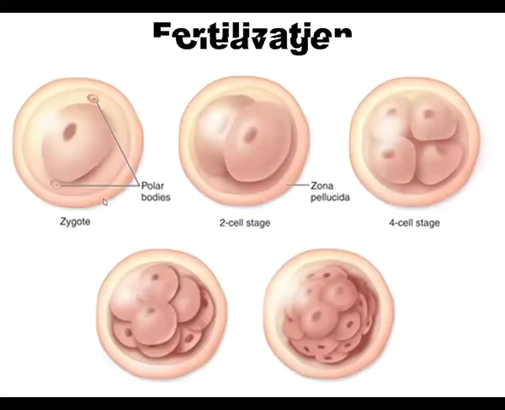Cleavage. Soon after the zygote formation and the completion of fertilization, the zygote undergoes cleavage to have a 2-cell stage surrounded by zona pellucida, and then a 4-cell stage, 8-cell stage, and so on for successive cleavages.